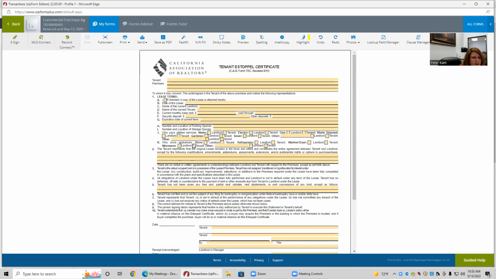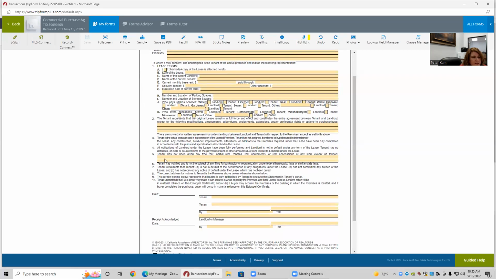It's also going to say who owns what, who owns the appliances, the landlord or the tenant. So it's saying, does the landlord or the tenant own it? So there's check marks for each of those. Make sure that this has been filled out completely before it's presented to the tenants to sign.